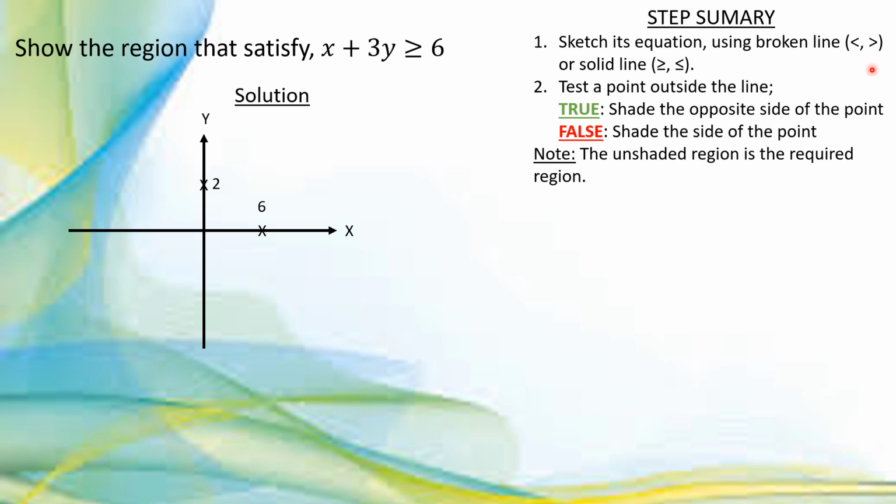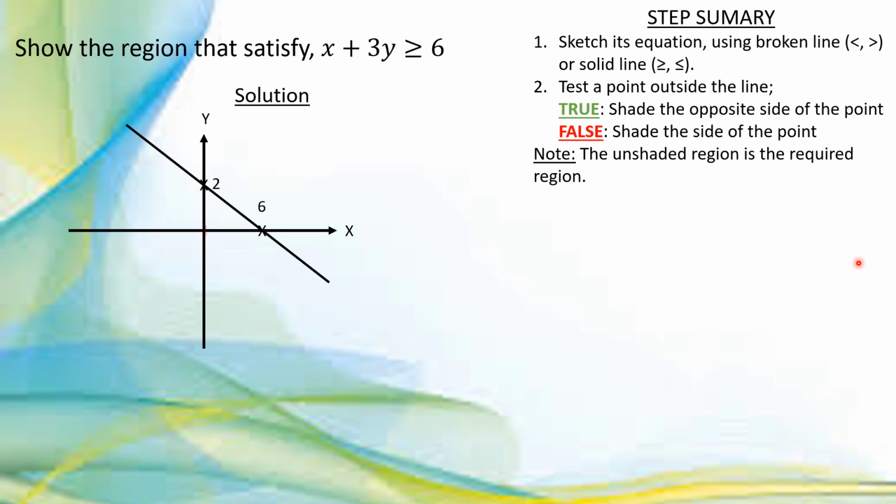The type of line is surely a solid line. Why? Our inequality is greater than or equal to, which tells us that the boundary is also included. The boundary is also included. So we test a point outside the line right now.